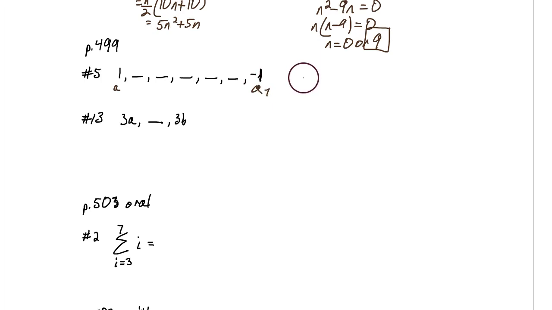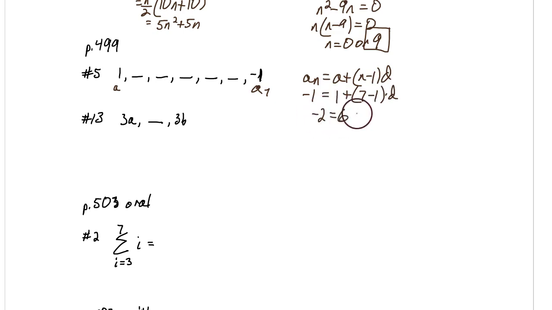So let's use the formula for the nth term of an arithmetic sequence. a sub n equals a plus n minus 1 times d. And for a sub n, fill in -1. For a, fill in 1. For n, fill in 7. And then times d. Now we can solve for d. Subtract 1 from both sides, we have -2 is equal to 6d, and then divide by 6. So d is equal to -2 over 6, which is -1/3.